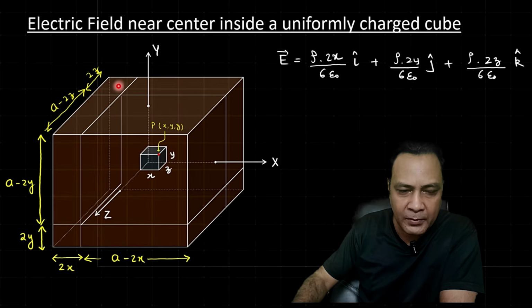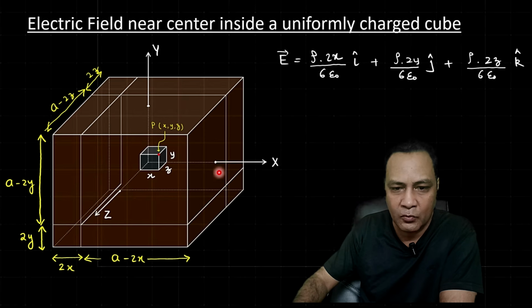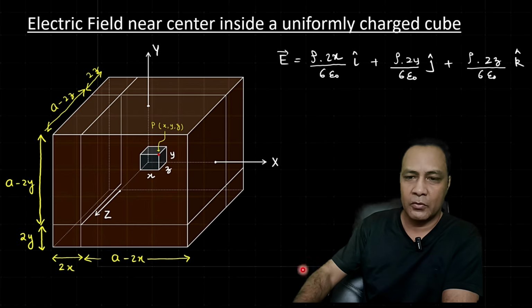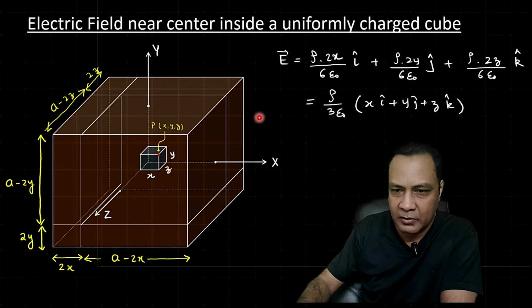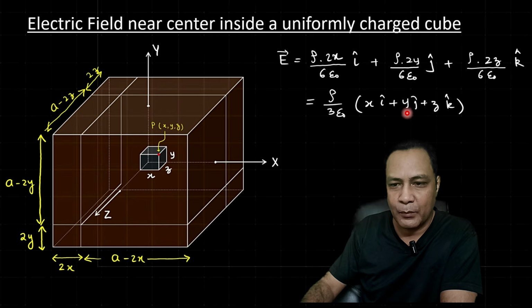So because of this plate, the electric field here is rho, the thickness is 2x, divided by 6 epsilon naught, and the direction is towards the x-axis. Because of this plate, the electric field is rho into thickness 2y, divided by 6 epsilon naught, j cap, and similarly because of this plate, the electric field is rho into 2z by 6 epsilon naught k cap. So we can simplify and get that the electric field is rho by 3 epsilon naught times (x i cap plus y j cap plus z k cap).